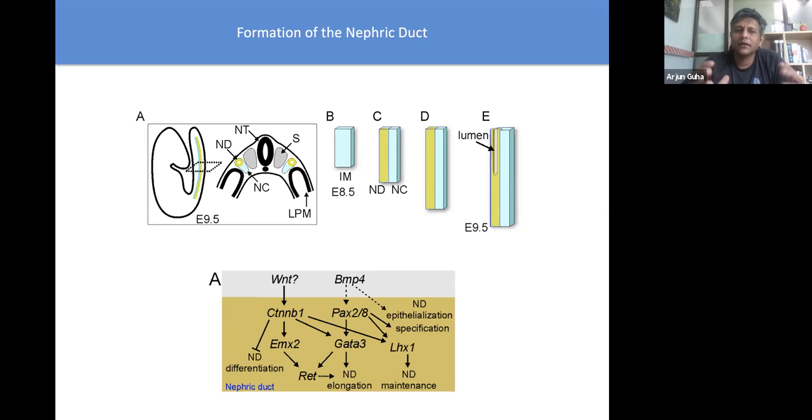Nevertheless, there is a group of mesodermal cells that cluster together to form what is called an intermediate mesoderm. And the location of the intermediate mesoderm is sort of shown in this figure. This is the neural tube. The gut tube is somewhere here. This is the notochord. And what you're seeing here is the intermediate mesoderm.